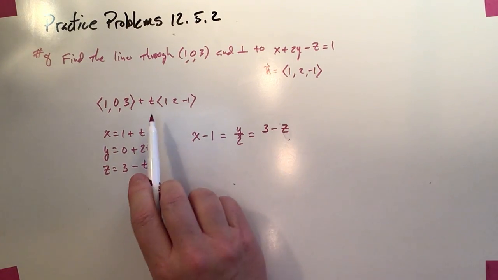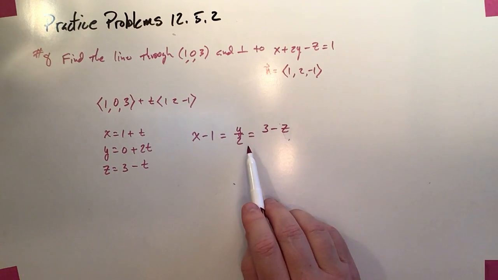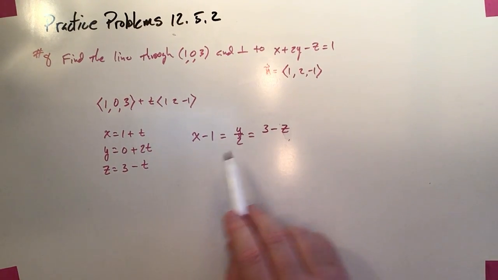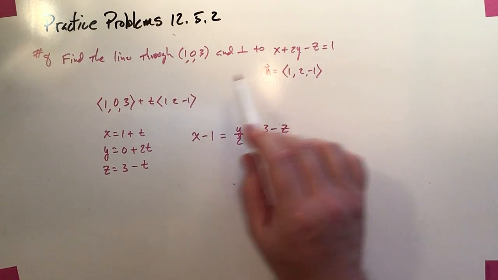So there it is. There's the vector form of the equation for the line, the parametric form, and the symmetric form, but they all represent the same thing. It's the equation for the line that's perpendicular to this plane and runs through this point.